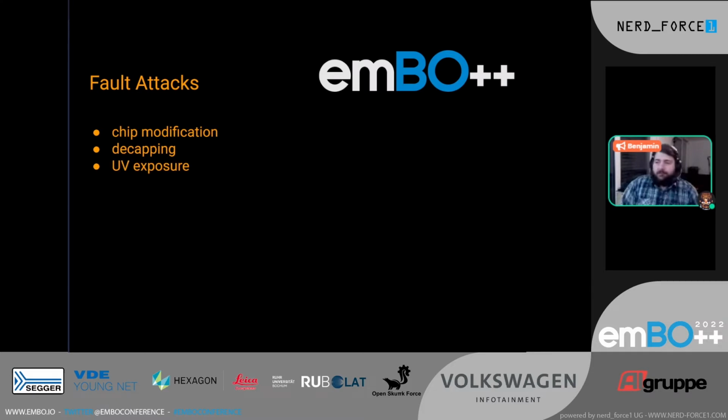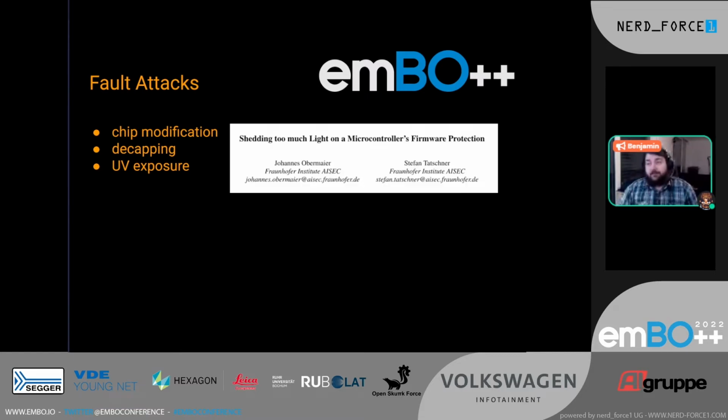So now you can actually try to expose it to environments it is not designed to work in. One fun way to do it is to expose it to ultraviolet light. Ultraviolet light is a really energy-intensive form of light, and this interacts in nice ways with flash cells. You can read a lot about it in this paper, and essentially the goal of this paper was attacking a debug-protected STM32F1 or 4 device by decapping it and exposing it to ultraviolet light.